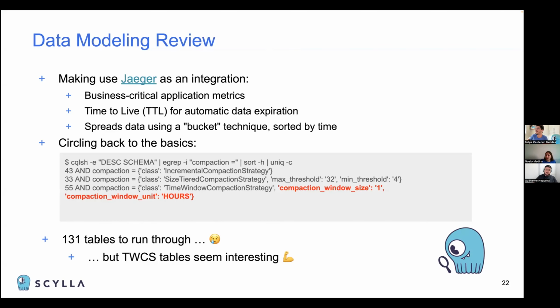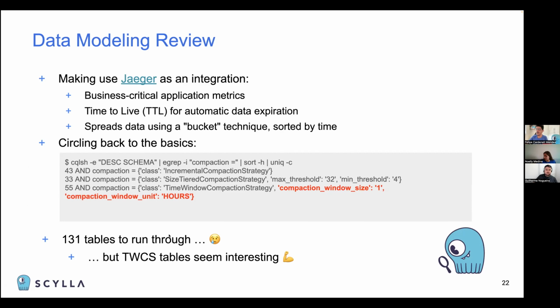Because trying to understand a bit more of the use case for this customer, they were making use of Jaeger as an integration, which was using a lot of tables. So, 131 to be more precise.